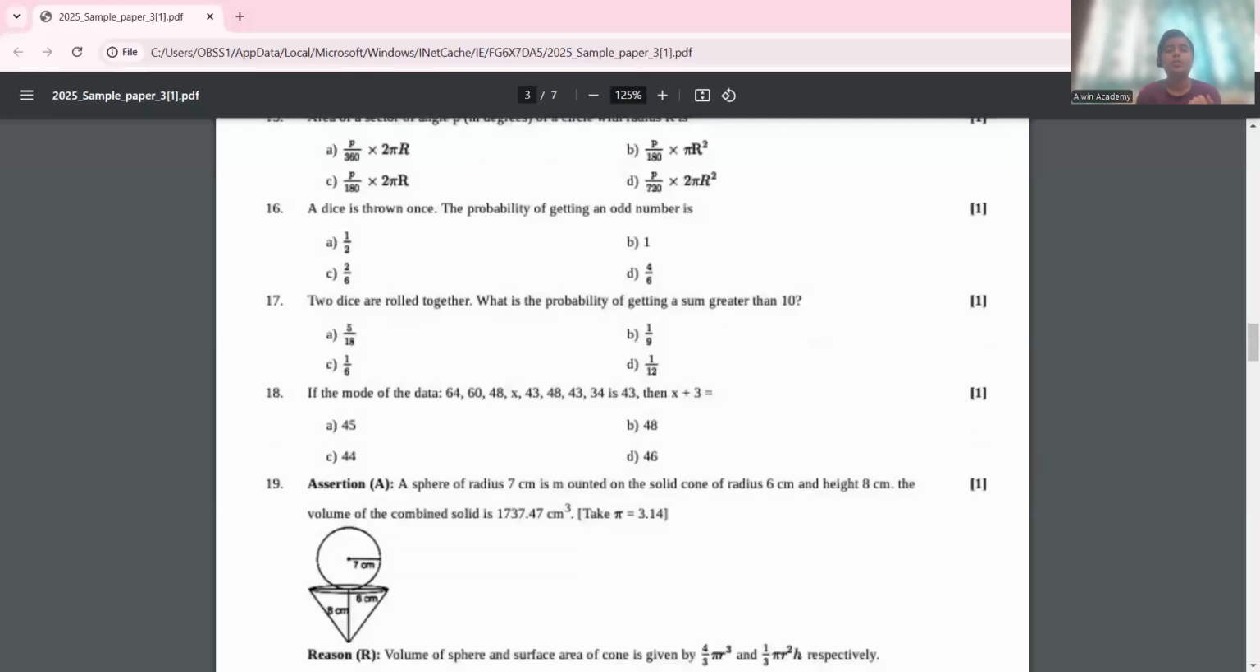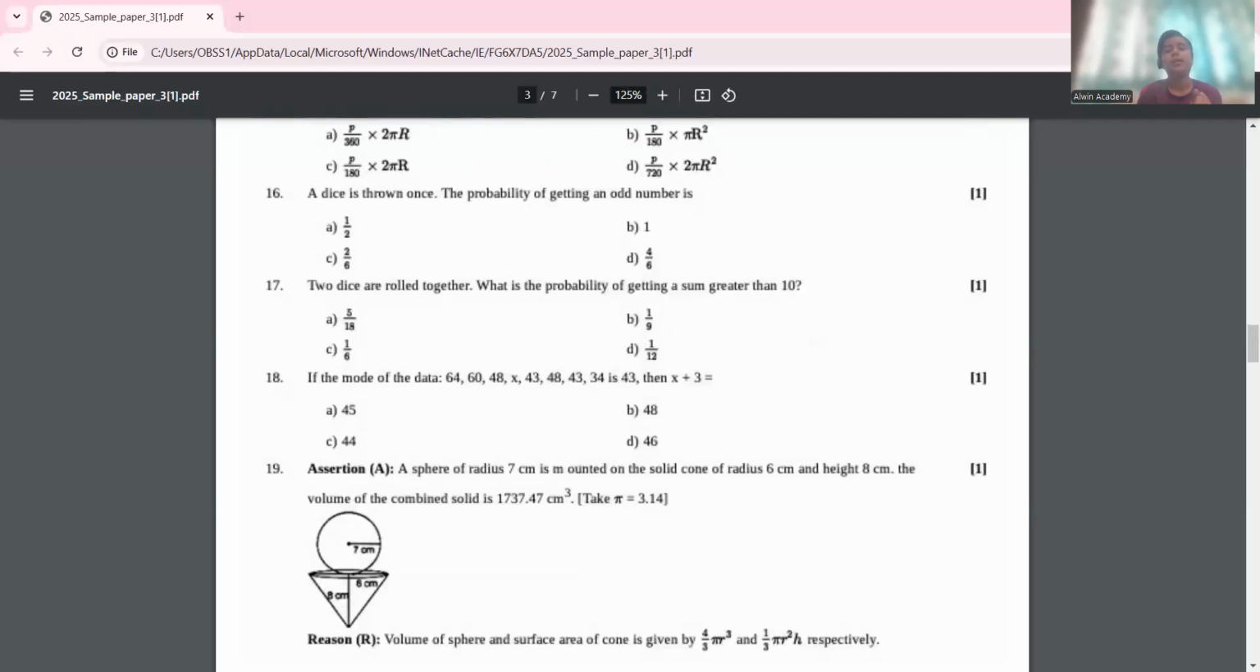A dice is thrown once, the probability of getting an odd number is. Now, when a dice is thrown, we have six options: 1, 2, 3, 4, 5, and 6. Out of this, 1, 3, and 5, three numbers are odd. So 3 by 6, which is nothing but 1 by 2, option number A. Going to the next question.